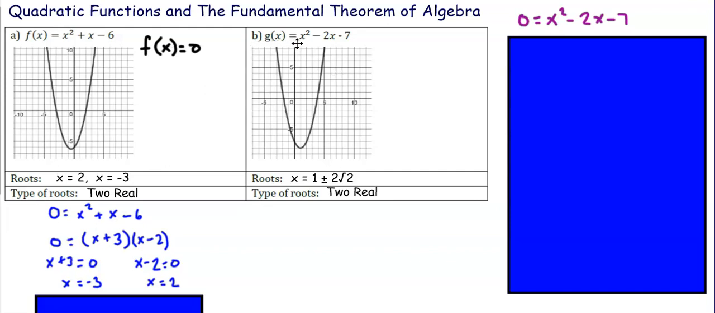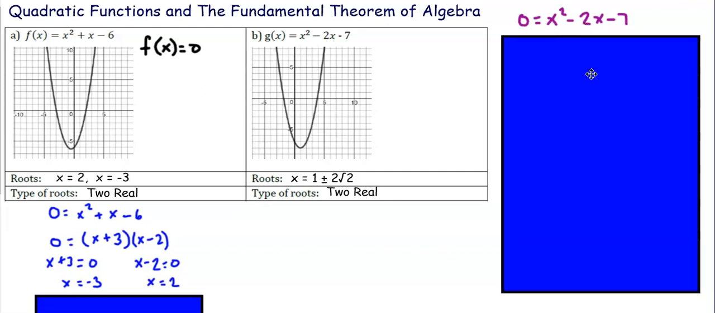For b, g of x equals x squared minus 2x minus 7. I set this equation equal to 0 because it's hard to tell from this graph exactly where the x-intercepts are. I know that this is not going to factor because there's nothing that multiplies to get -7 and adds to get -2. Since it doesn't factor, I can either complete the square or use the quadratic formula to solve this equation. I'm going to complete the square.